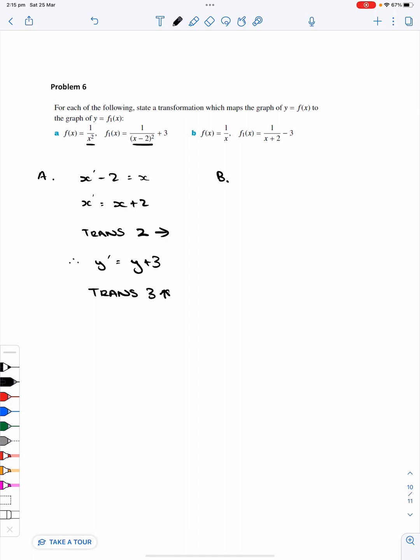In the second part here, I'm again going to focus on my x. So x image plus 2 equals x. Apologies, let's take that back. The x image becomes x minus 2. This means that it's translated 2 units to the left, and we can say here that our y image equals y minus 3. This means that it's translated 3 units downwards.